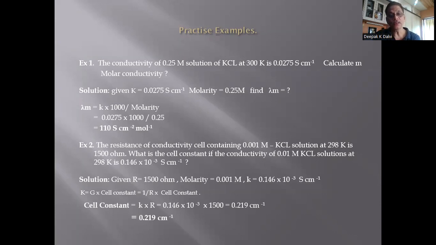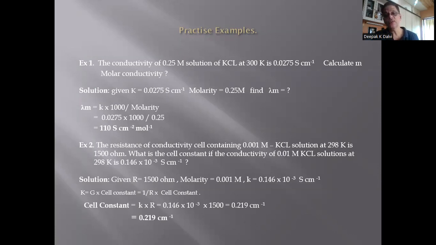So K is equal to G into cell constant, and as G is equal to 1 over R, K is equal to 1 over R into cell constant. We know the value of R. So the cell constant will be K into R, which is 0.146 into 10 raised to minus 3 into 1500, which will give you 0.219 per centimeter. This is the cell constant unit.